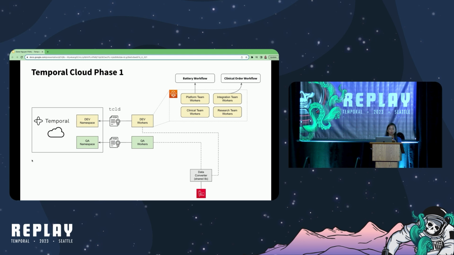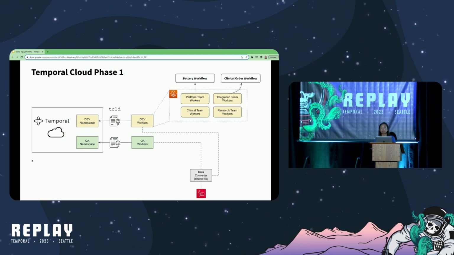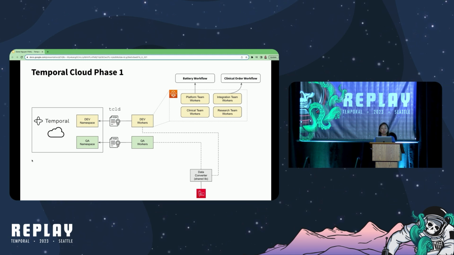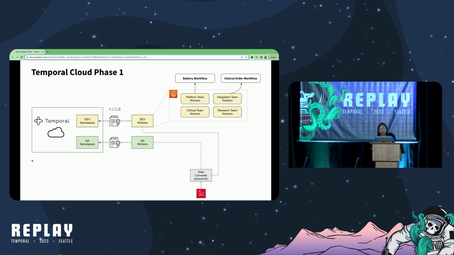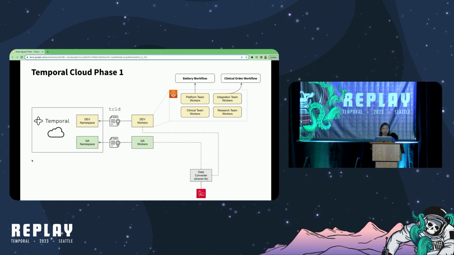We also have a requirement to make sure that any data that is sent to Temporal Cloud must be encrypted. So we'll create our own implementation of the data converter and integrate it with KMS and publish that as a common package to be used by all our workers.